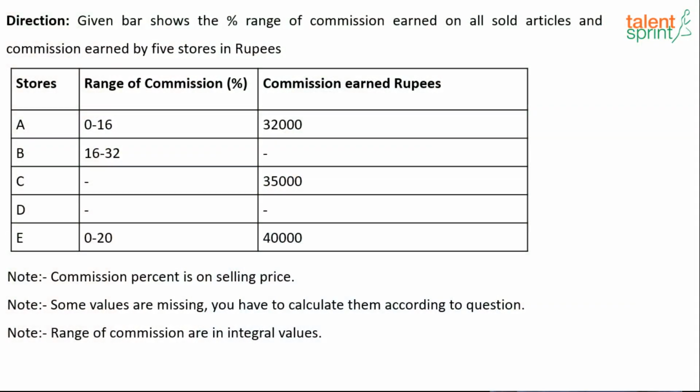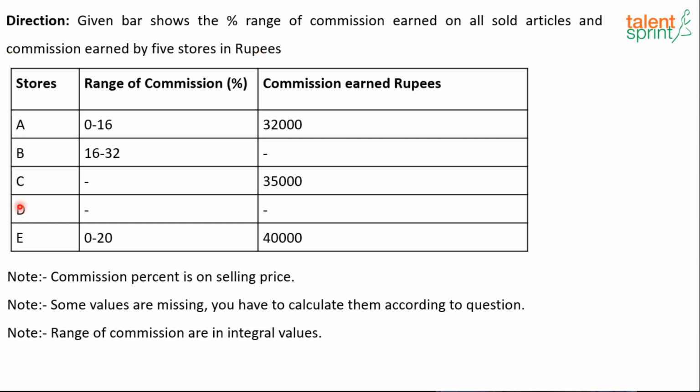Like I've said, it is based on commission earned on selling different types of products by different stores. Let me present the data to you all. Try and understand this first, and then we will look at the question. So here we go. The data is on your screens now. Look at what it says. It basically talks about the percentage range of commission earned on all sold articles and commission earned by 5 stores in rupees, right? So what are the stores here?